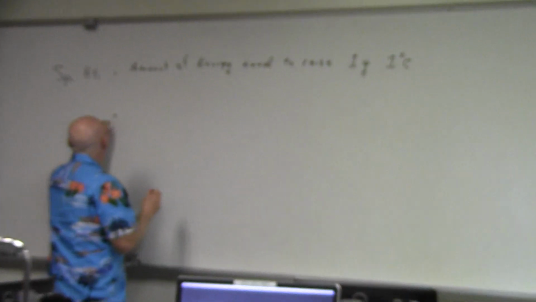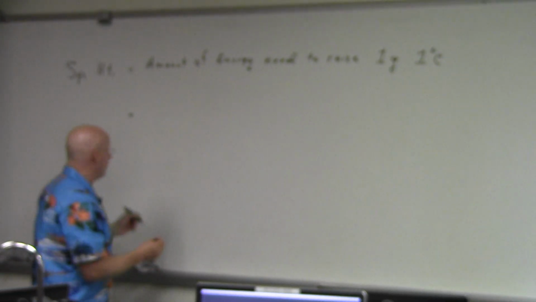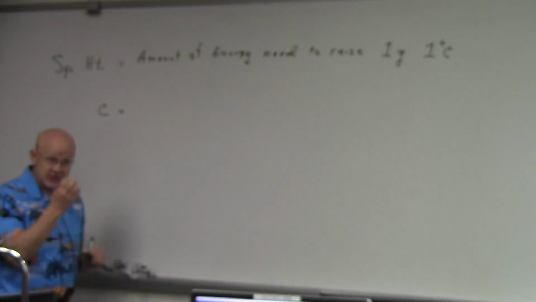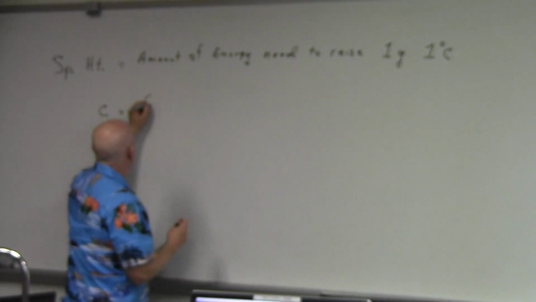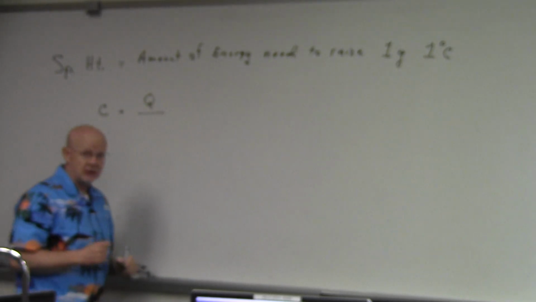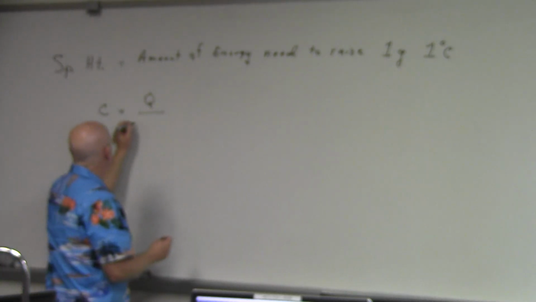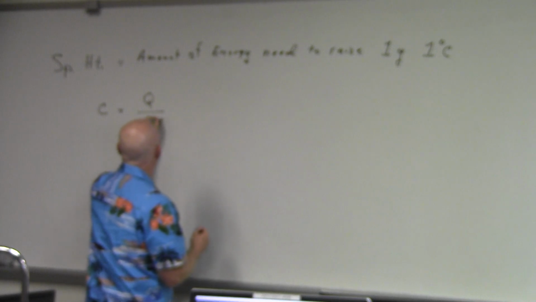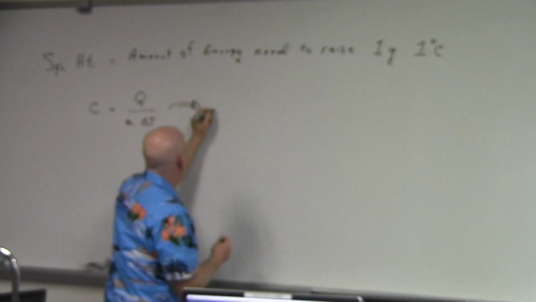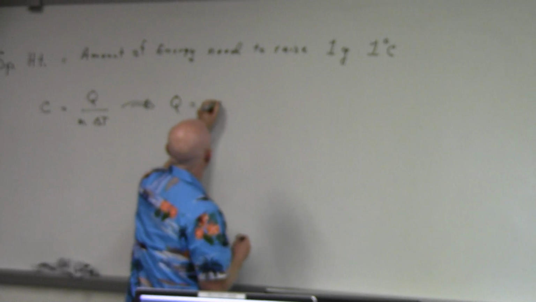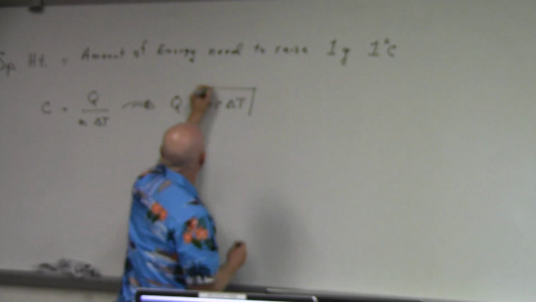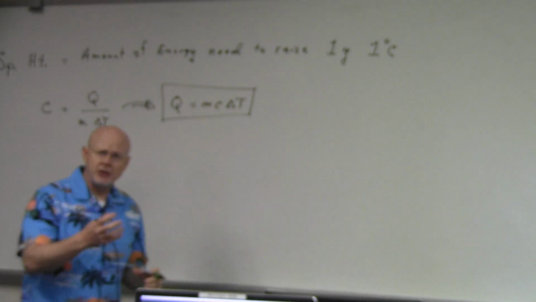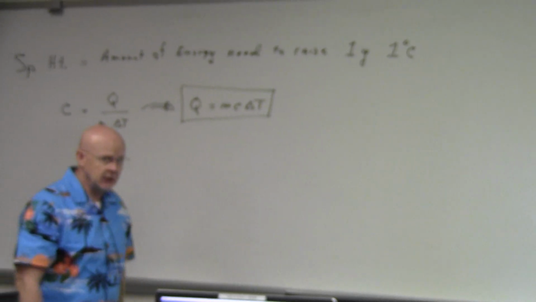Now, let me change these words into an equation. Here's your equation. The symbol that you've learned for specific heat is the symbol C. The symbol for heat is Q. And then per gram, so I'll put M for mass, and delta T. This equation becomes Q equals MC delta T. That's my review that I think you already saw in class.